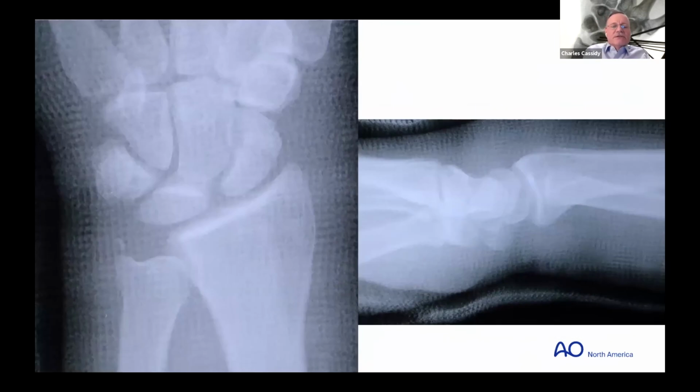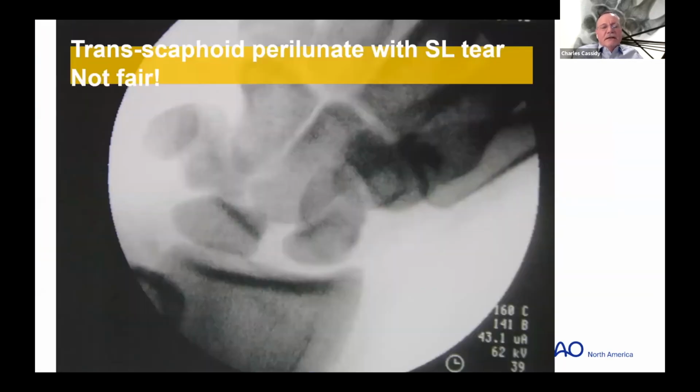So here's a re-reduction in the emergency department with a cast on, and you can see that you knew that there was a scaphoid fracture, but now you also see a scapholunate ligament tear. And believe it or not, it can happen. It's not that common. It's interesting to think about conceptually. If the scaphoid breaks, the scapholunate ligament will never tear.